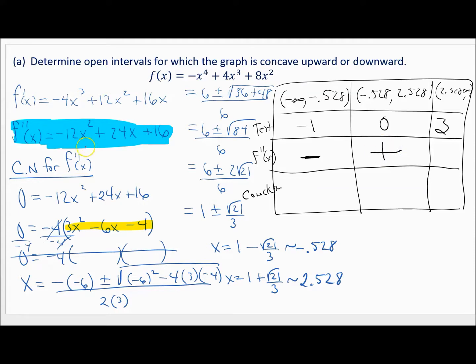When I plug in 3, okay, you're going to get 3 squared, which is 9. Negative 12 times 9 is what? Negative 108. And then plus 3 times 4, maybe I should plug this one in.